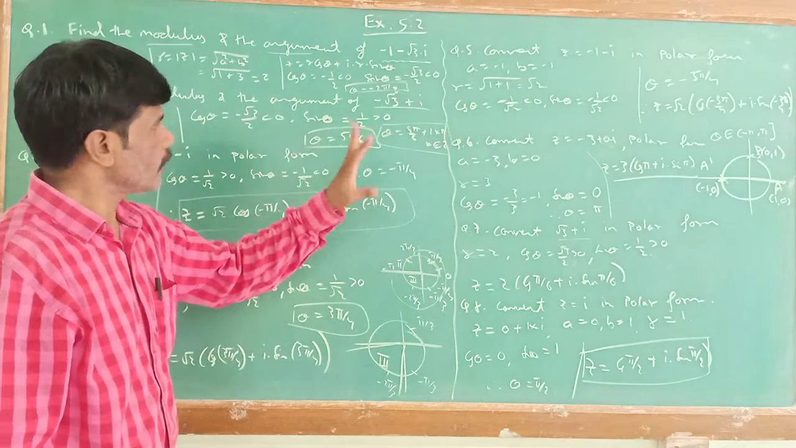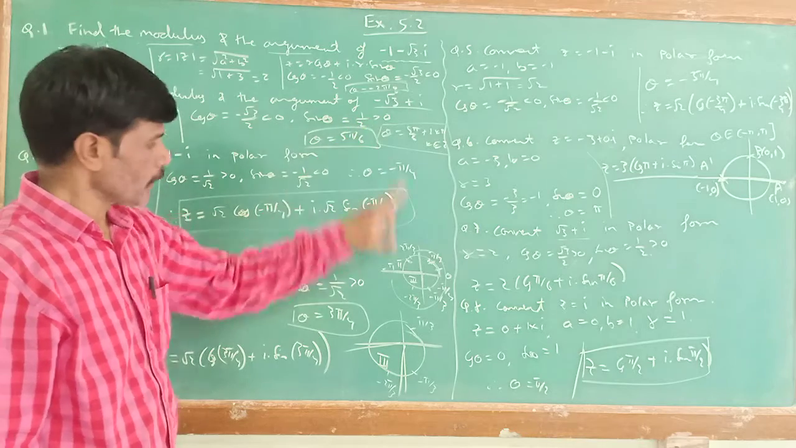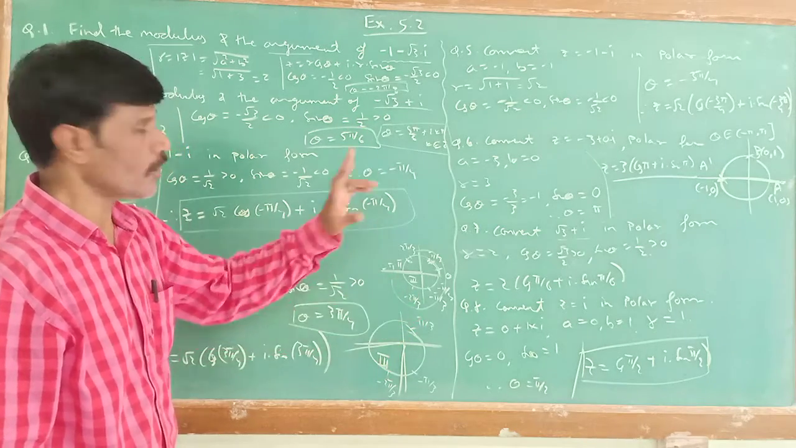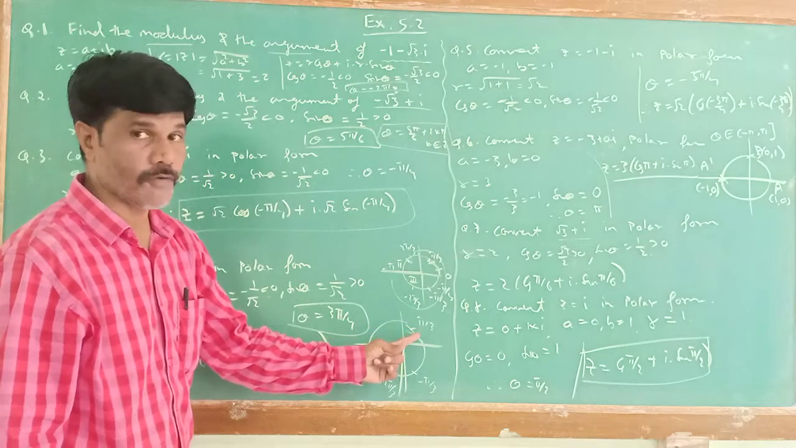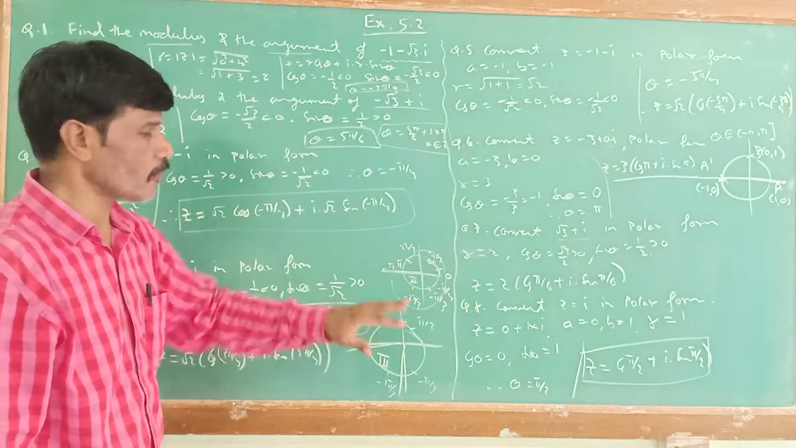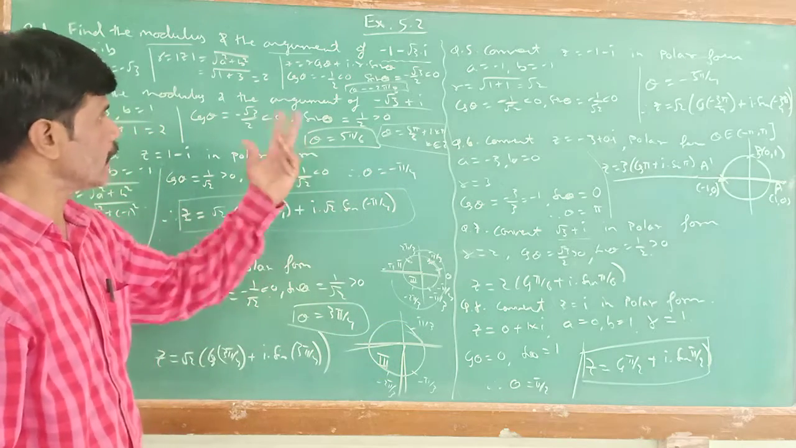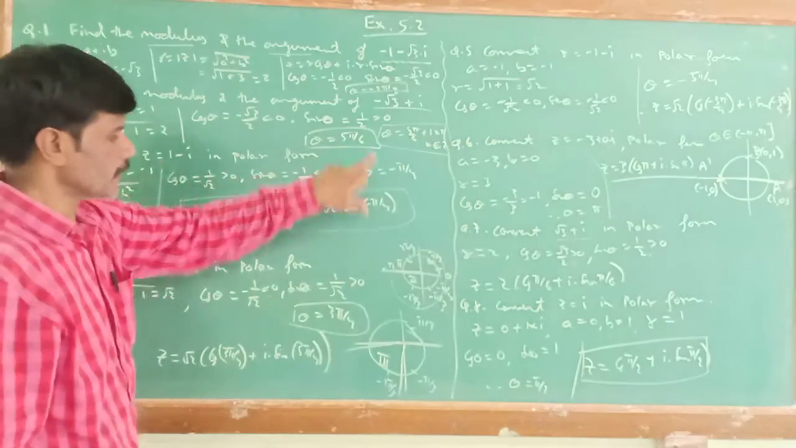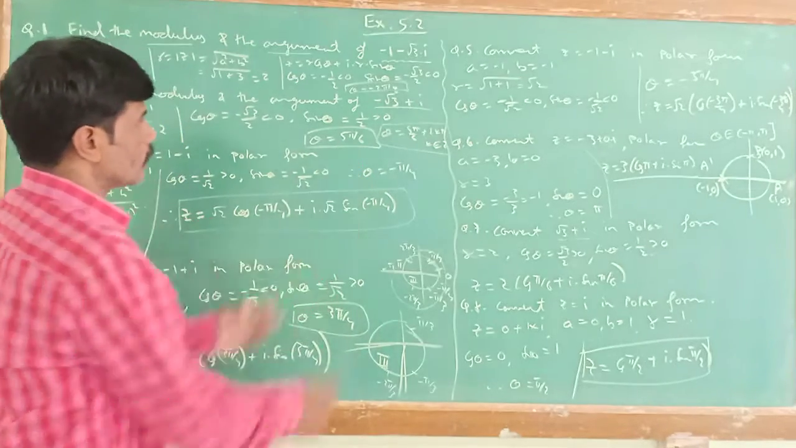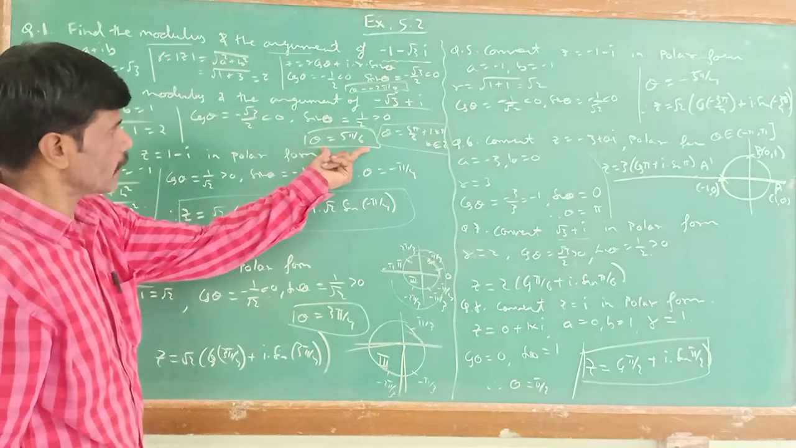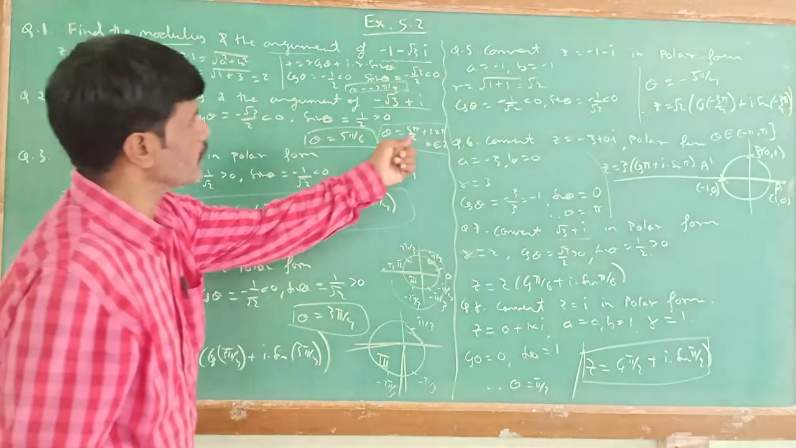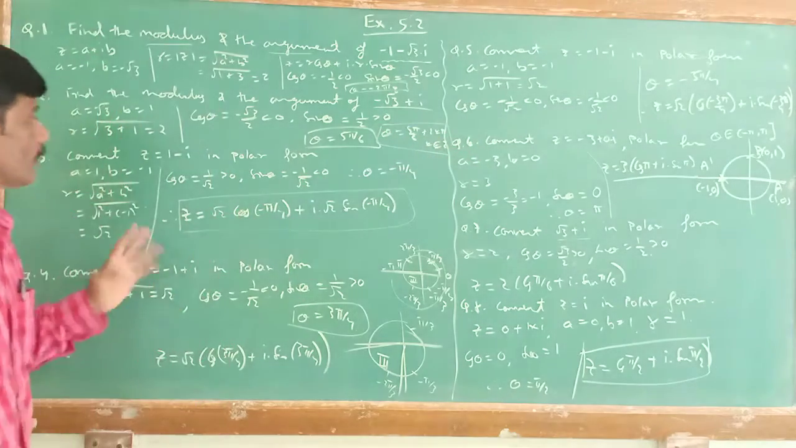Now just think first, sin of what is 1 by 2 in the first quadrant? Sin of 30 degrees, that is π by 6 in the first quadrant. Now we are in the second quadrant, so the second multiple of π by 6. What is the second multiple of π by 6? 5π by 6. So here we get 5π by 6. This is the principal argument. But if you are asked to find just the argument, just add 2kπ.